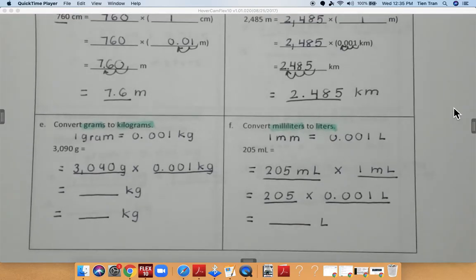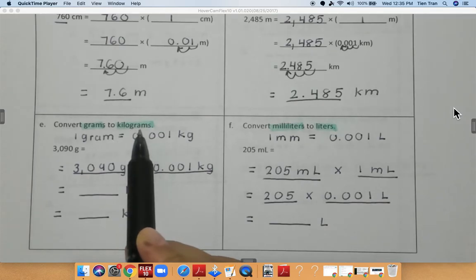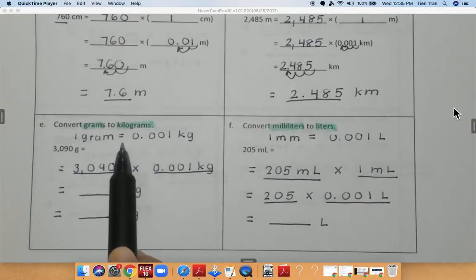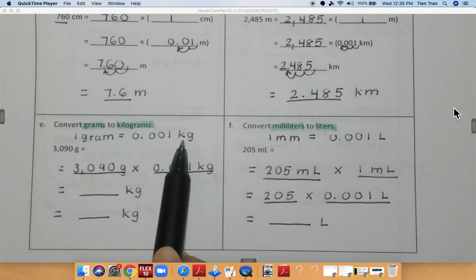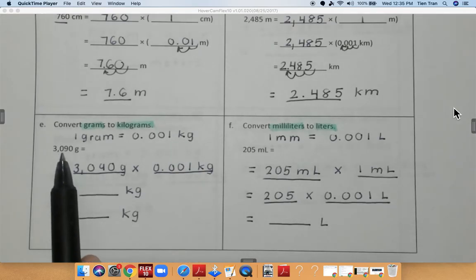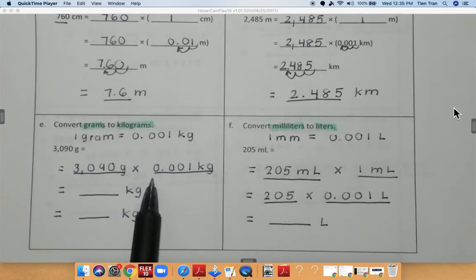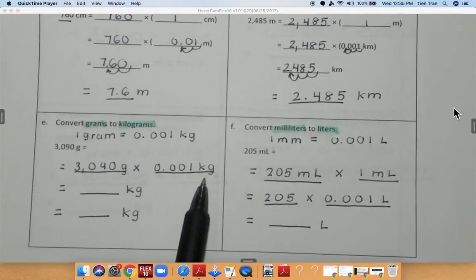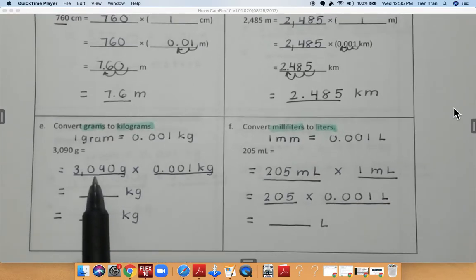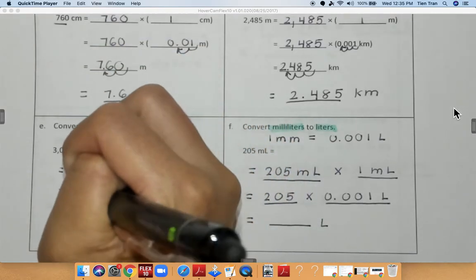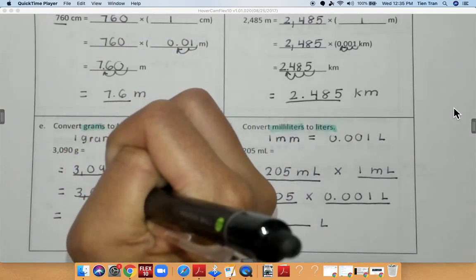For problem E, it asks you to convert grams to kilograms. So 1 gram is going to equal 0.001 kilograms. So I'm going to multiply 3,090 grams in order to find out how many kilograms that is equal to. So I know that 3,090 times 1 is going to give me 3,090. So that's what I'm writing down, 3,090.